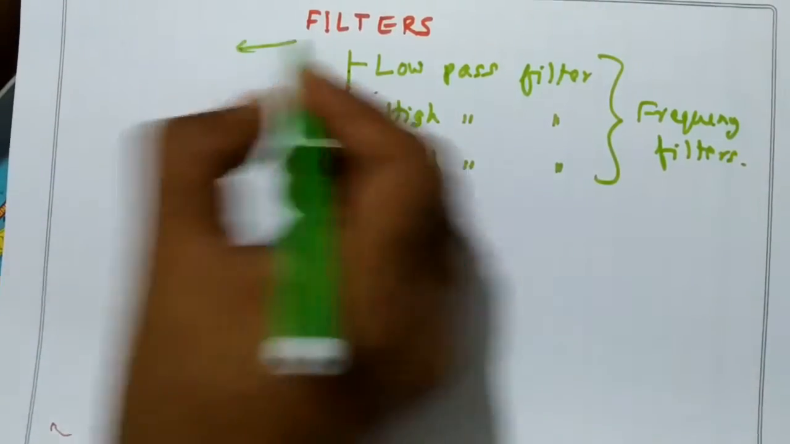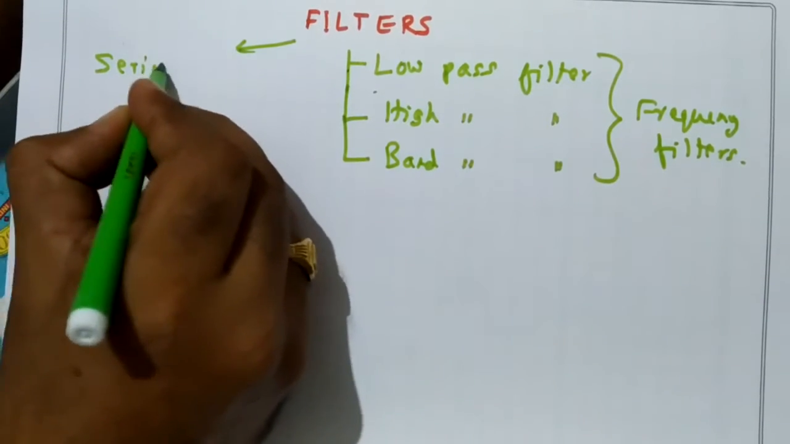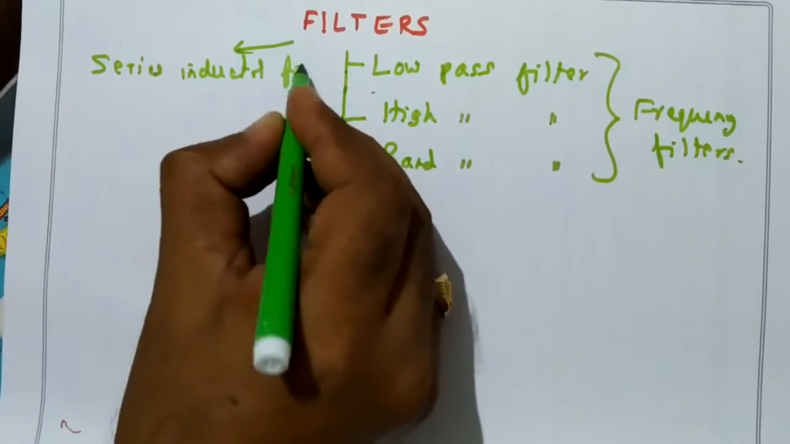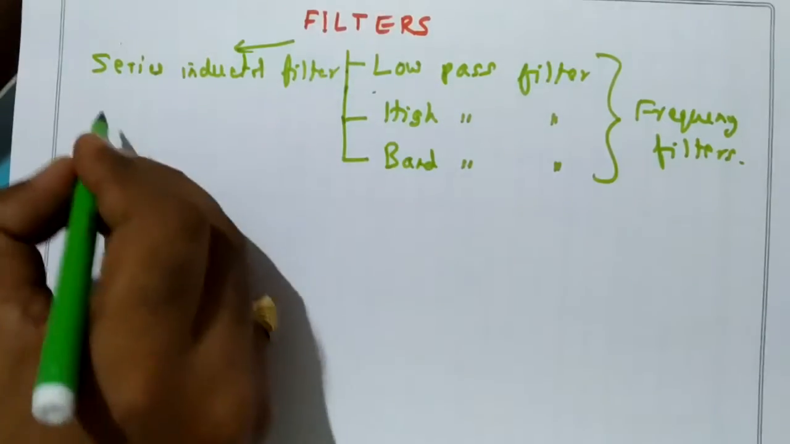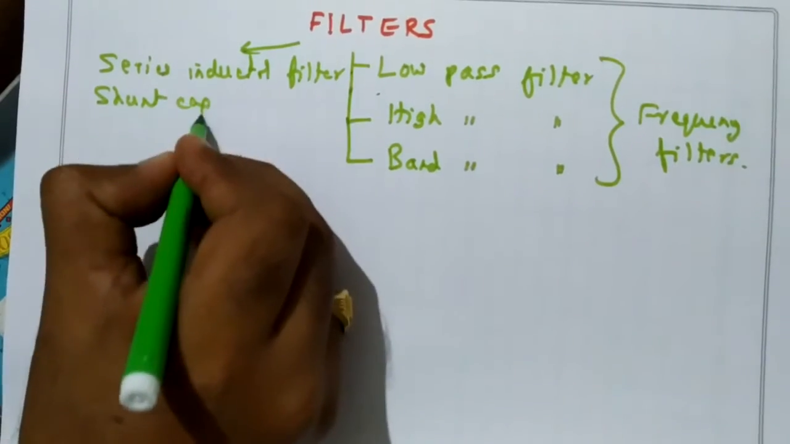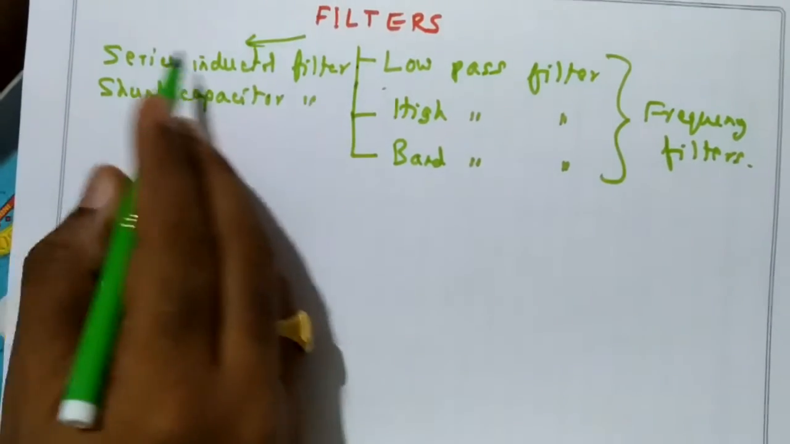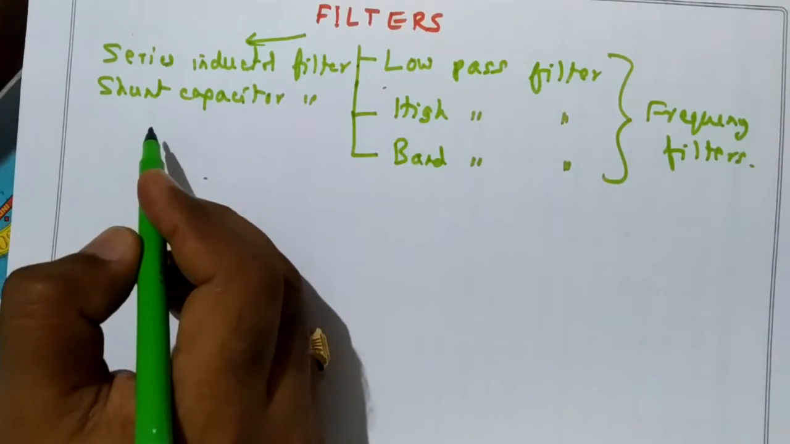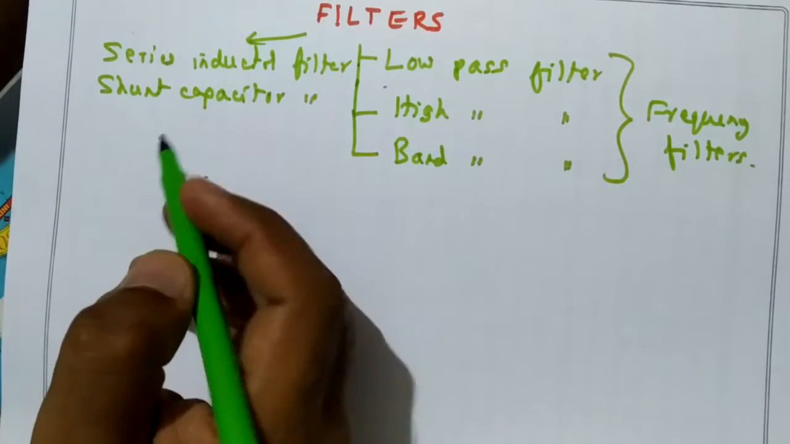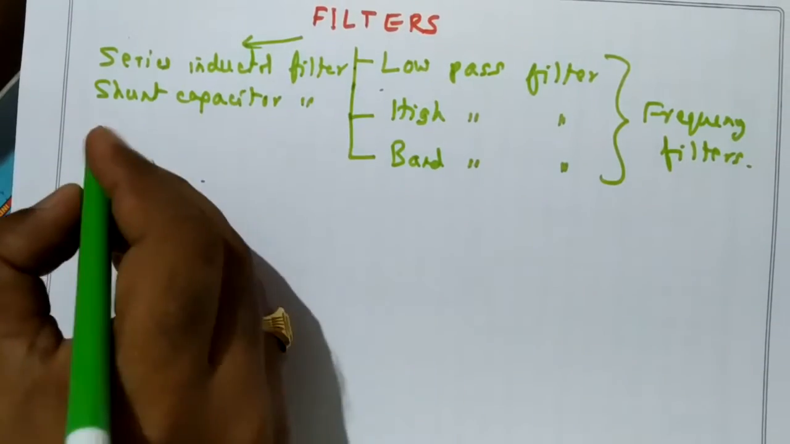Another part here: the first one is called the series inductor filter. The second one is called the shunt capacitor filter. These are the two basic filters which block AC from a pulsating DC. Using a combination of these two, we can have other filters also.